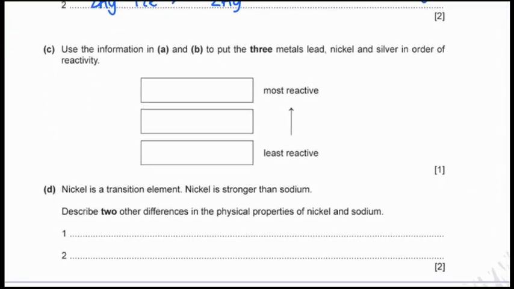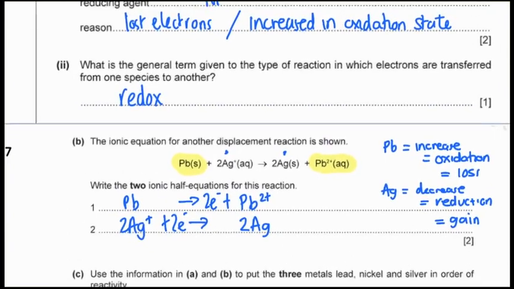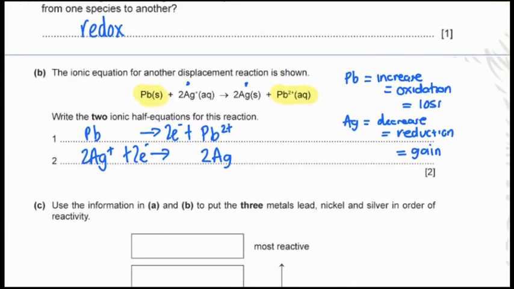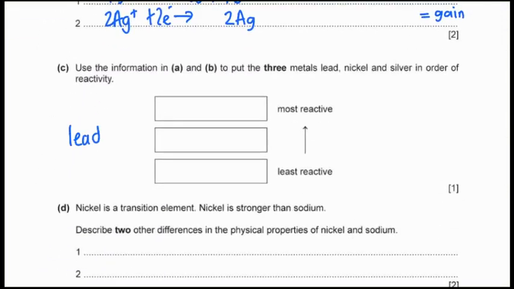Use the information in A and B to put three metals, lead, nickel, and silver, in order of reactivity. So in this case, if we want to know which is the most reactive out of two metals, it's the one that's the ion at the end. So in this case, we know that lead beats silver because it's an ion at the end. So we know that lead beats silver.